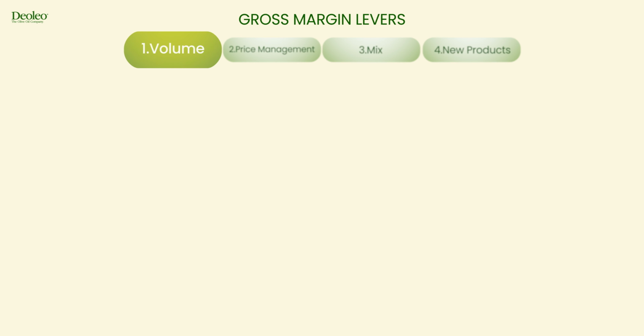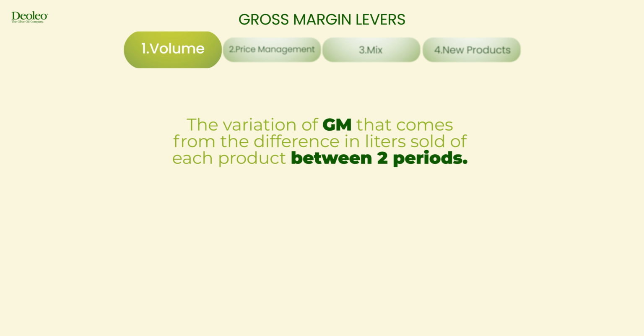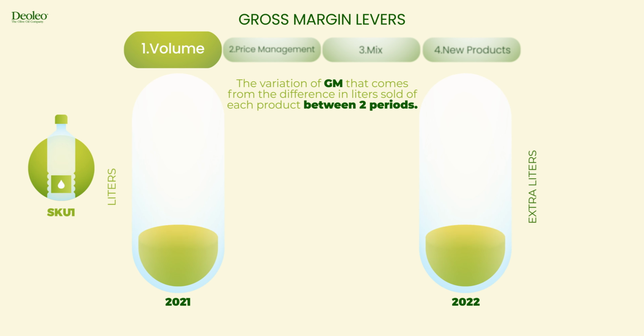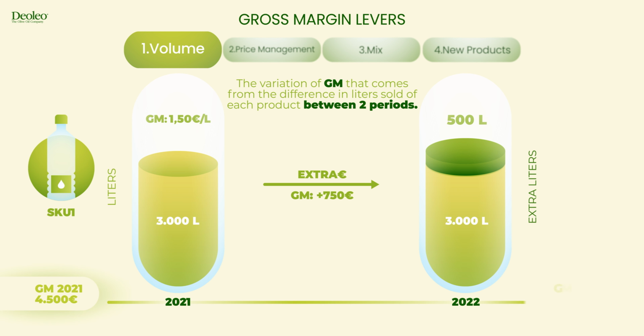Starting with the volume lever, it describes the variation of gross margin that comes from the difference in liters sold of each product between 2 periods. In this example, if in 2022, Product 1 sells 500 liters more than in 2021, this difference will bring a positive gross margin of €750. This number is calculated multiplying the difference, 500 liters, by the initial euro per liter gross margin of 2021.